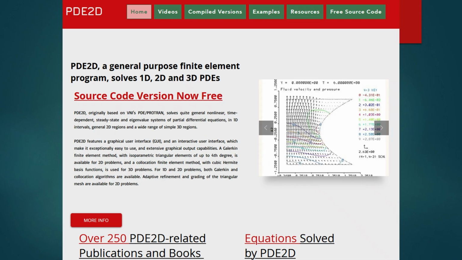It solves very general systems of nonlinear, steady-state, time-dependent, and eigenvalue partial differential equations with very general boundary conditions. It has an easy-to-use graphical user interface and produces many types of graphical output and has all the flexibility of Fortran.